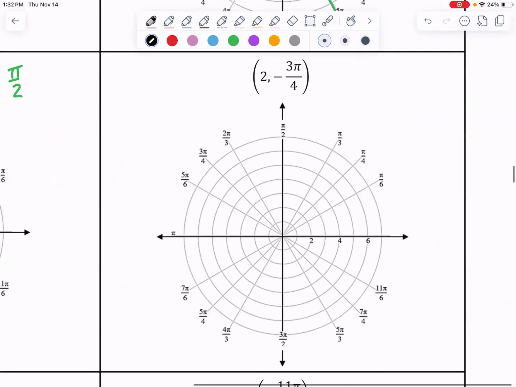Moving to the next one. 2 comma -3 pi over 4. So your theta value is -3 pi over 4. And you might be good with negative angles and you might be able to figure this out real quickly. And if you can, that's great. But here's a little trickety trick. And we will get into this a little bit more in this section, but a little trickety trick here for you. The point doesn't care how you got there. As long as you have the correct terminal side and the correct radius, you're going to plot the correct point.